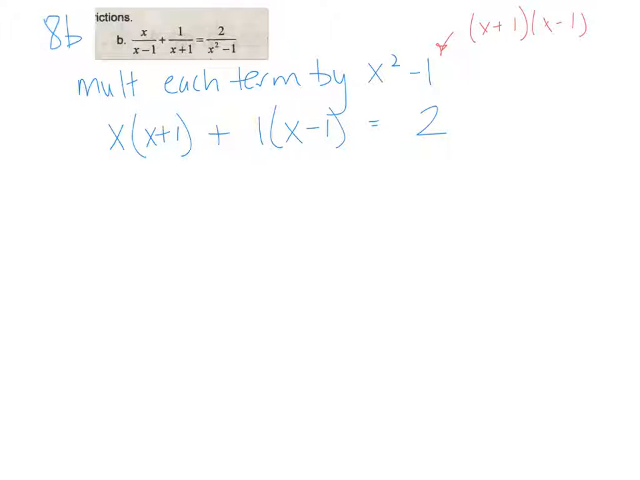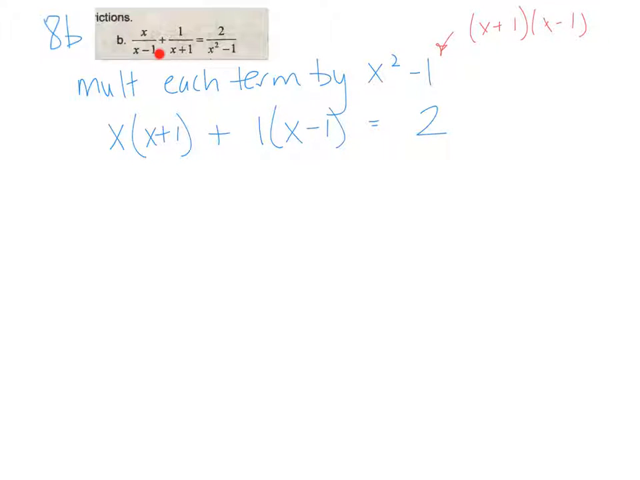In 8b, I think I would like to clear those denominators, and as you can see I have an x minus 1 and x plus 1, and then an x squared minus 1 on the other side. I know that x squared minus 1 is actually equal to x minus 1 times x plus 1, so I'm going to multiply every single term by x squared minus 1. Okay, so when I multiply through by x squared minus 1, that's actually the same as multiplying by x plus 1 times x minus 1.